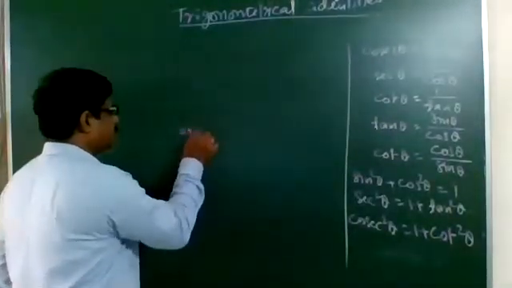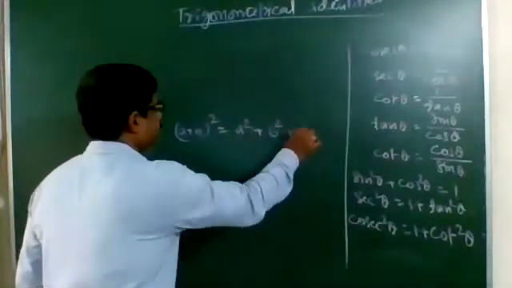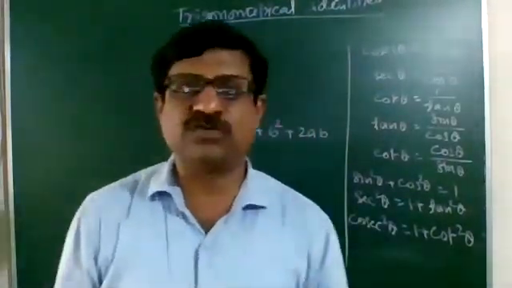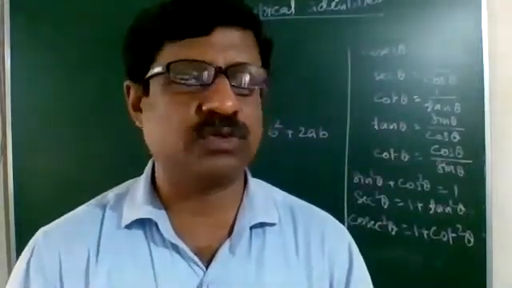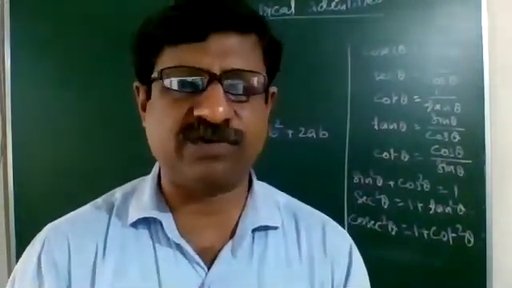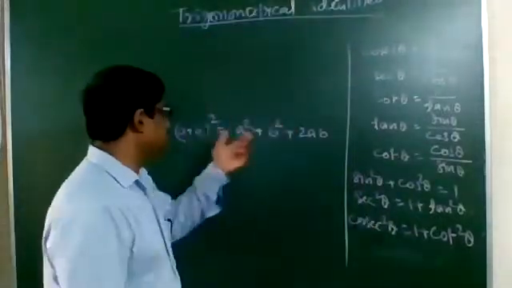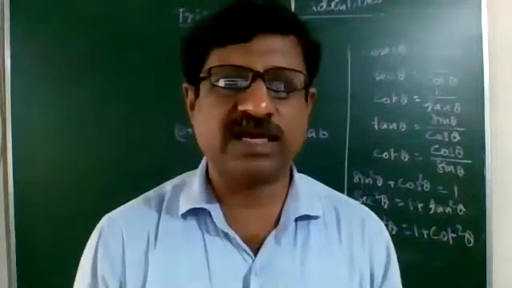(a + b) whole square is a square plus b square plus 2ab. This is an identity because it is true for all the values of a and b. If you put the value of a as 1 or 2 or 3, or any value of a and b, every time both sides, left hand side and right hand side, are going to be equal. That's why it is known as an identity.